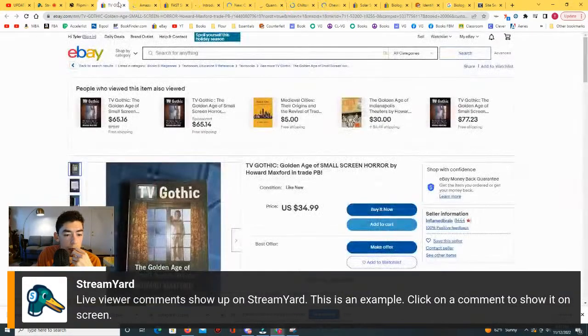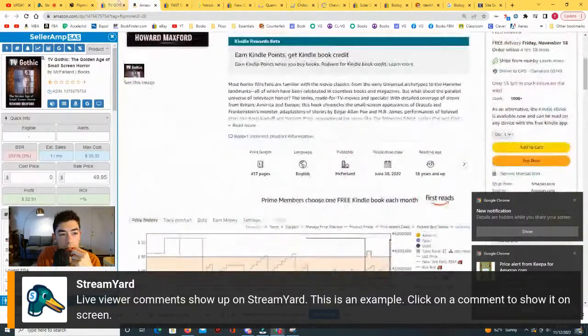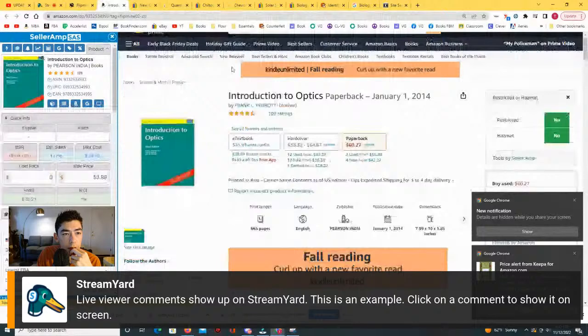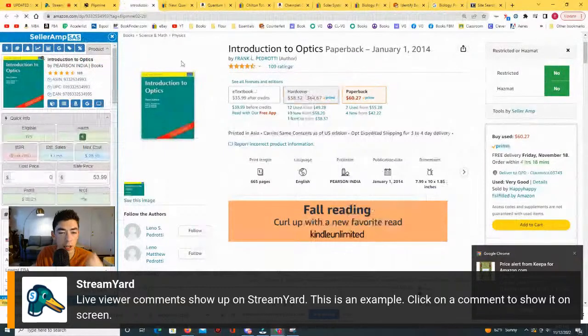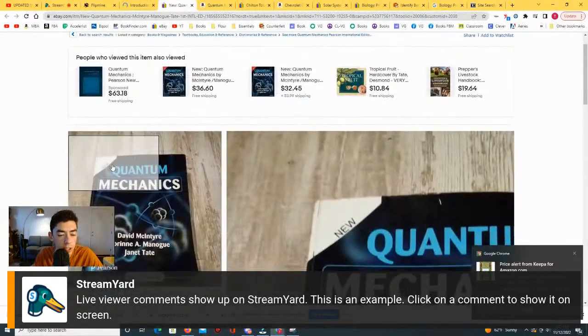Okay, so these are just some 34, 61. There's not enough margin for me on that one. Let's see, 55. Optics. Looks like that's the wrong listing. Is that a hardcover? Let's see. Looks like this is the international edition.